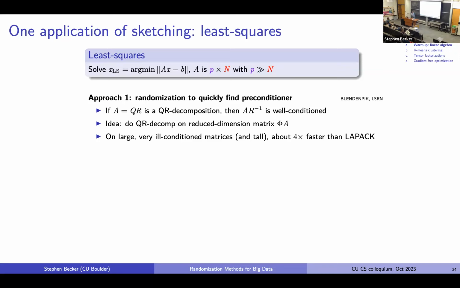The answer is yes, there are different ways to do it. One of the ways I like, I'll start with this approach here. This problem is very large, and I don't want to solve it directly. If I were to solve it, how could I? One way is with a QR decomposition. If you're not familiar with QR, it's taking A, and let's assume that P is much bigger than N, so it's a very tall matrix. Q is an orthonormal matrix of the same size as A, and R is a small triangular matrix, which I can invert easily because it's triangular.